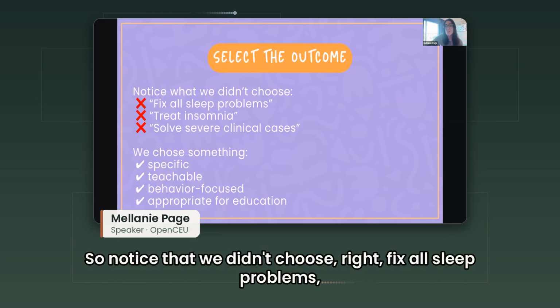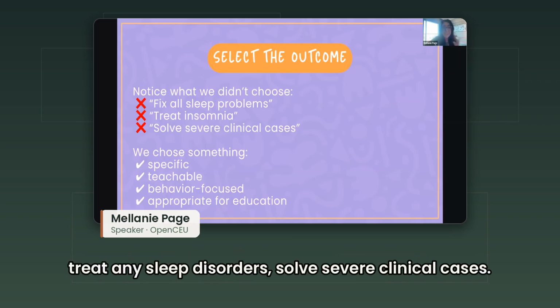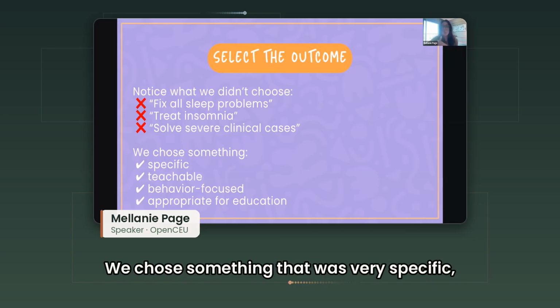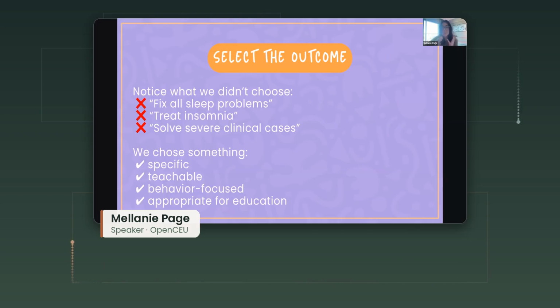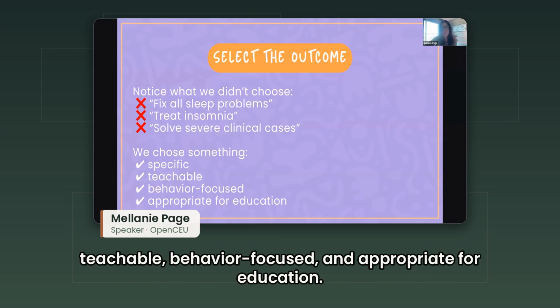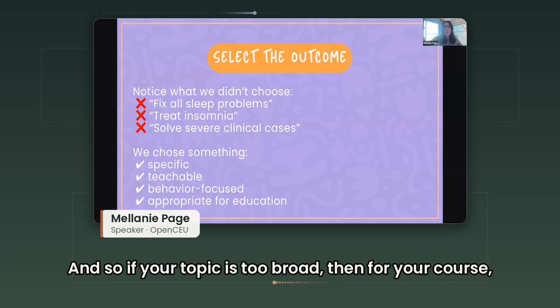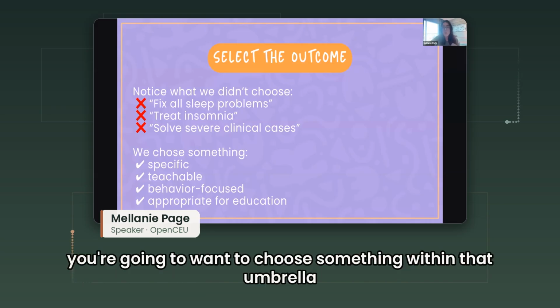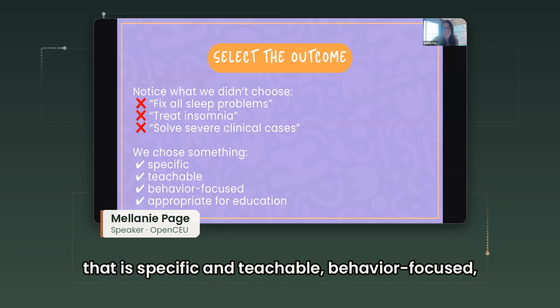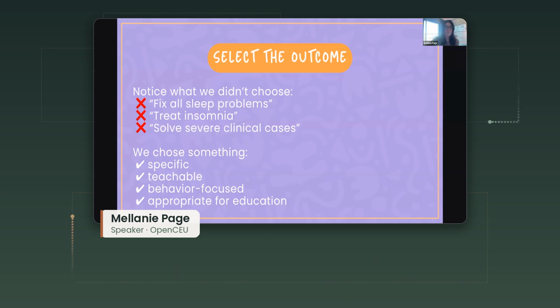So notice that we didn't choose, right, fix all sleep problems, treat any sleep disorders, or solve severe clinical cases. We chose something that was very specific, teachable, behavior focused, and appropriate for education. And so if your topic is too broad, then for your course, you're going to want to choose something within that umbrella that is specific and teachable, behavior focused, and appropriate for education.